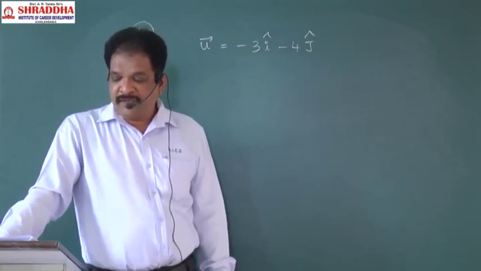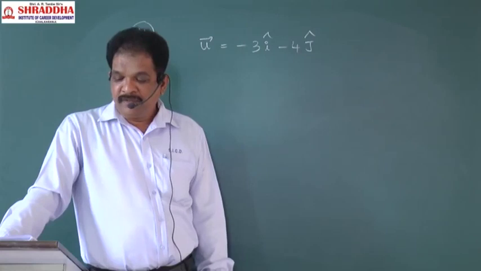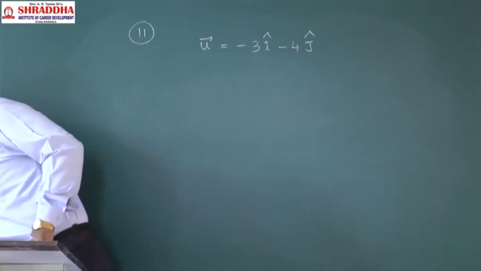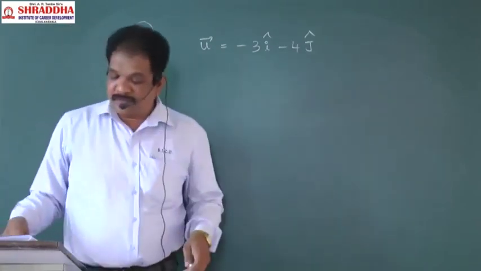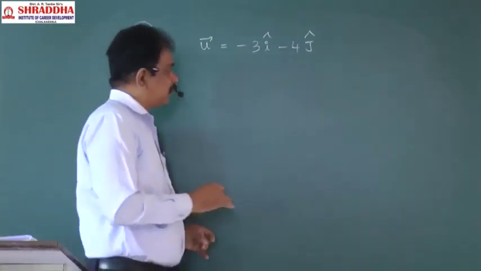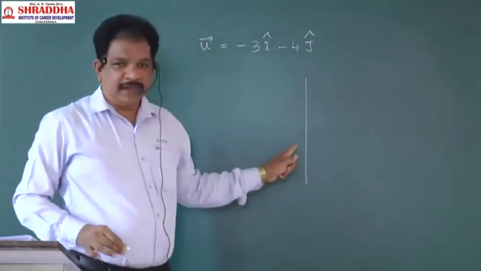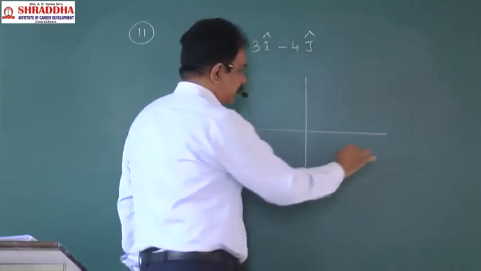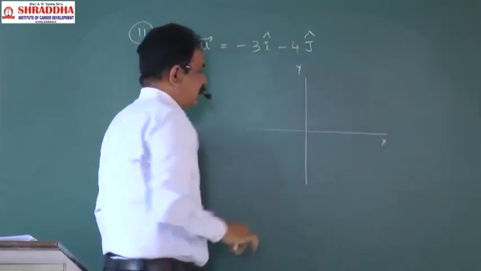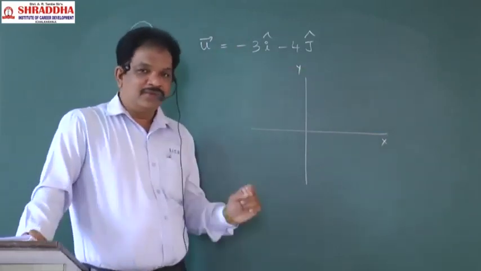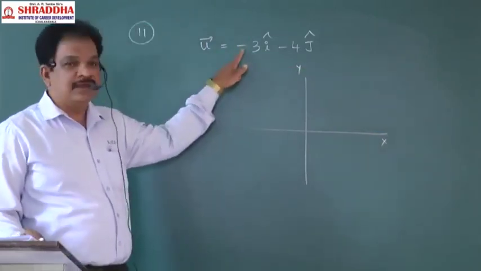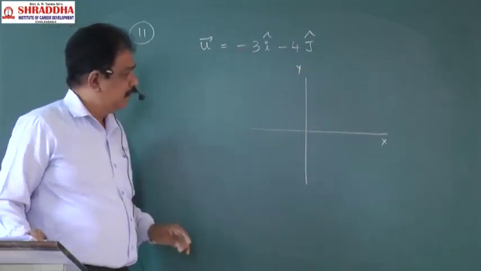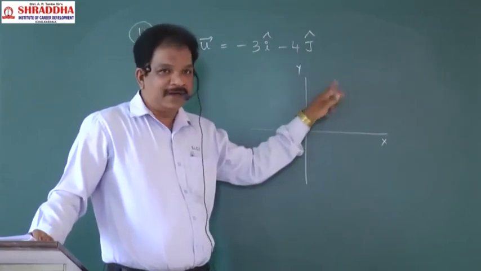Through which quadrant is the particle moving when anti-clockwise and clockwise respectively? That is the question. What are they asking? This is the y-axis. This will be the x-axis. Okay, simple question only. Here the minus is missing. Write minus. Correction is there.